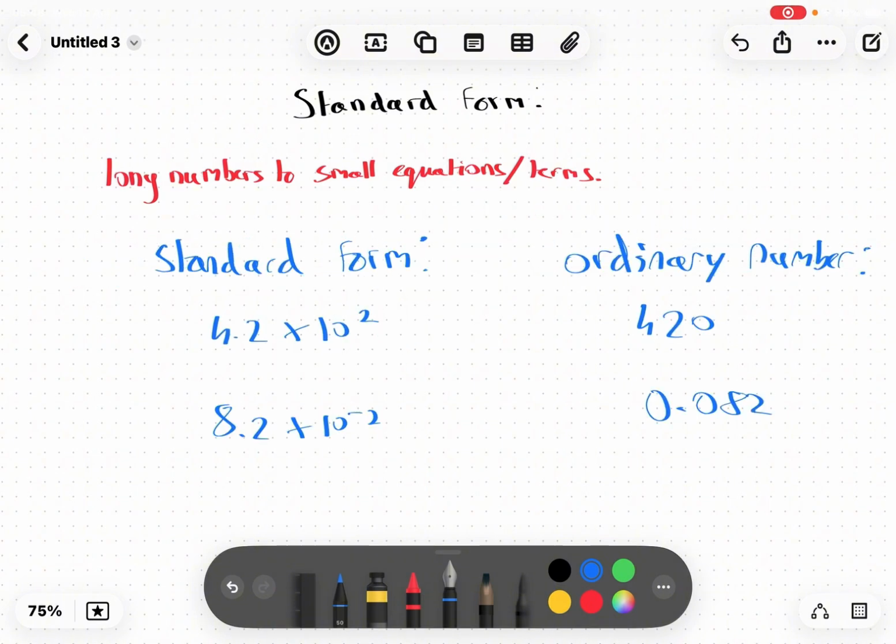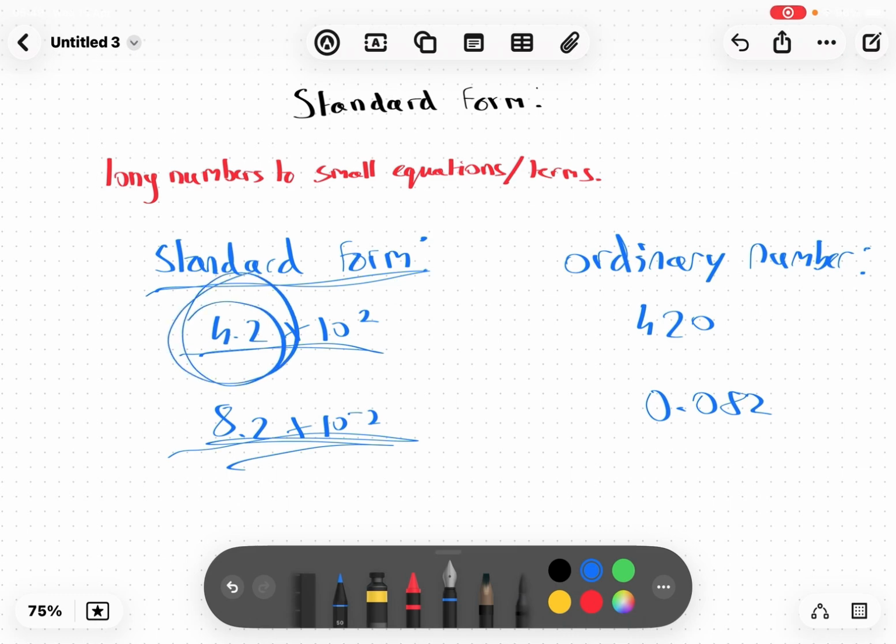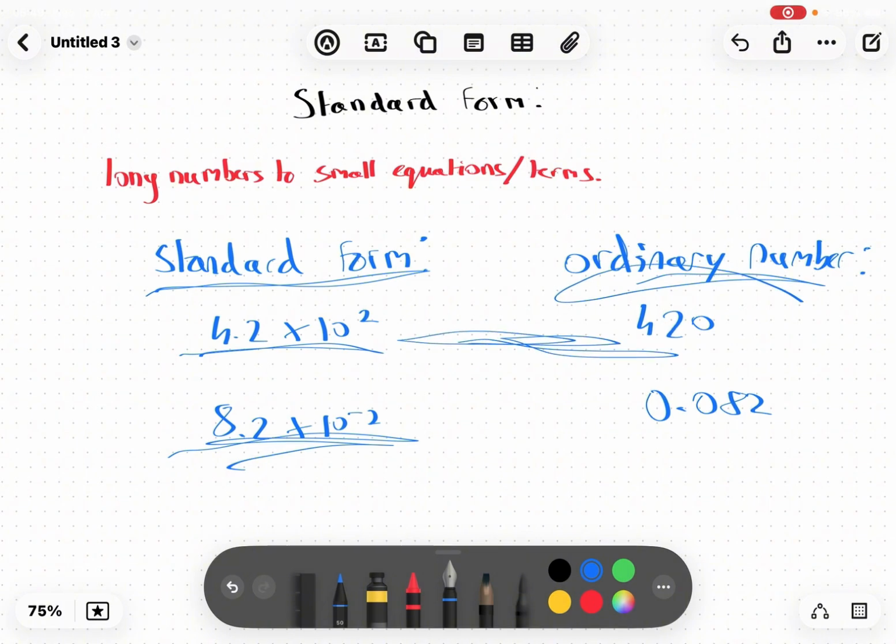So remember, standard form is an equation like this with a number smaller than 10. And the ordinary number, just so you can see the contrast. Where when it's a minus, it's a decimal. When it's a positive, it's a full number. So just remember that.